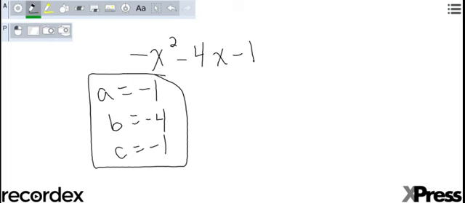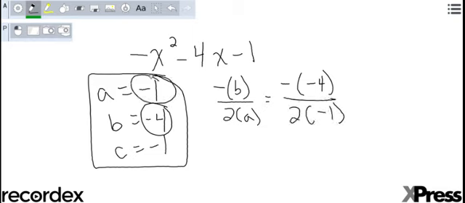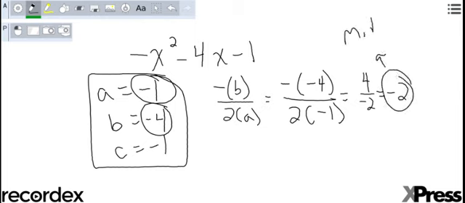So I would do negative b over 2a. So again, my b is negative 4 right here. And my a is negative 1 up here. So 4 over negative 2 is negative 2. So that is the number that goes into the middle of the table.